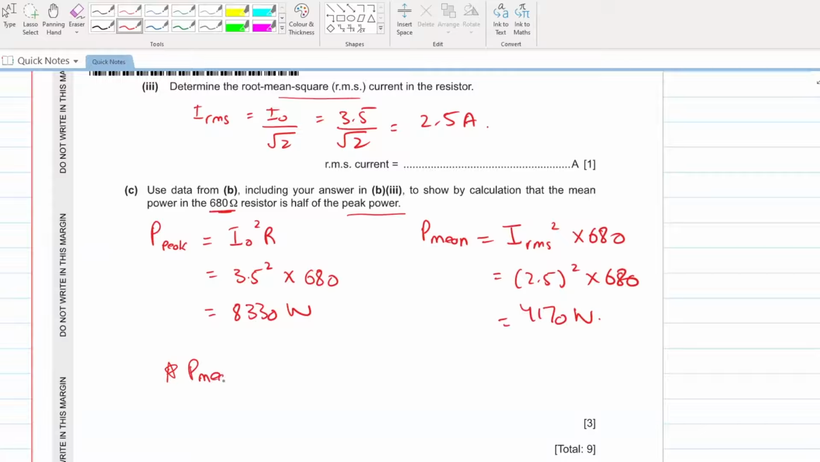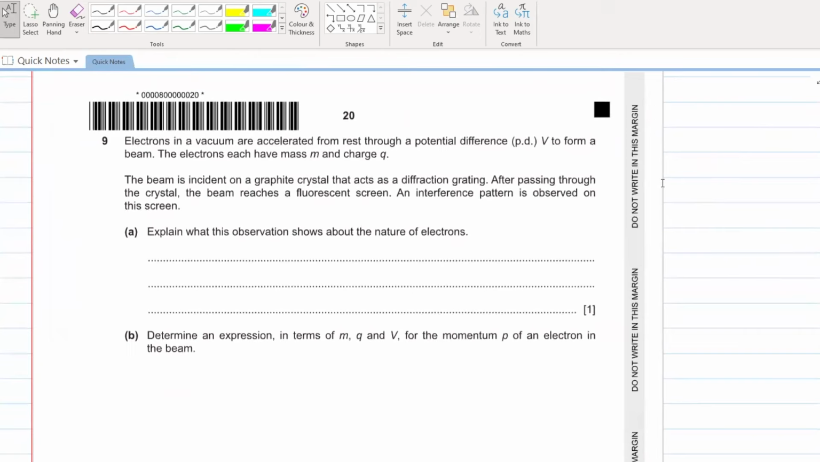Mean power is half of power at peak. Simple as that, nothing complicated here. Let's see this. Clear? Good.